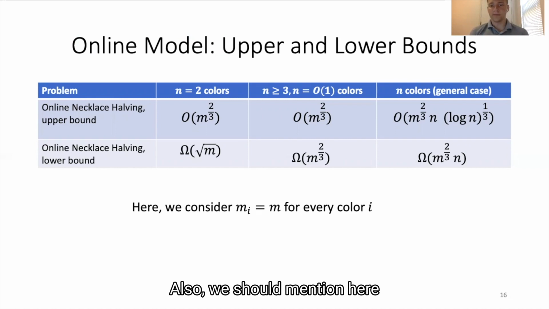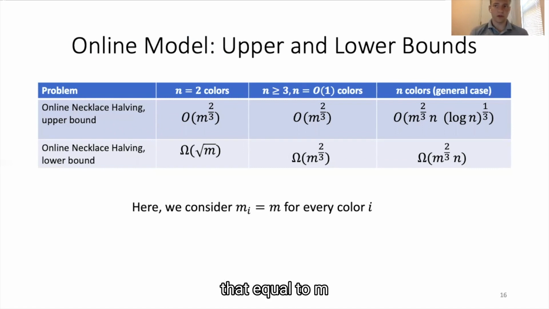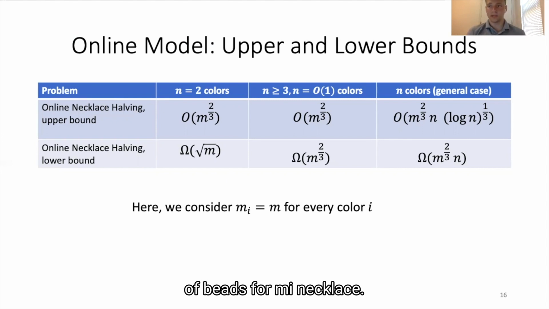Also, we should mention here that whenever we have a lower bound, we provide instances where all mi values are equal to m. So for each color, we'll be seeing the same number of beads on the online necklace.